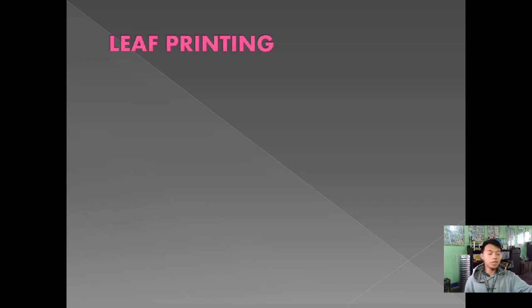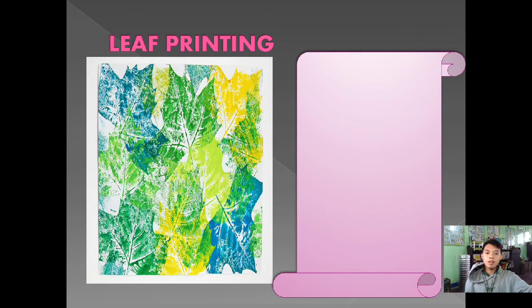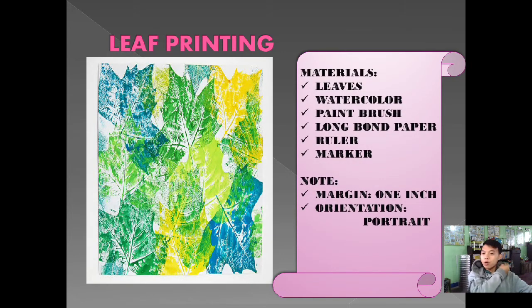First, we have here the leaf printing. Alright, so here are the materials. Of course, we need leaves, no? Dahon. Then watercolor, paintbrush, longband paper, ruler, and marker. Okay, so on the left side of your screen you will see an artwork called leaf printing. Okay? So, that's how easy it is.